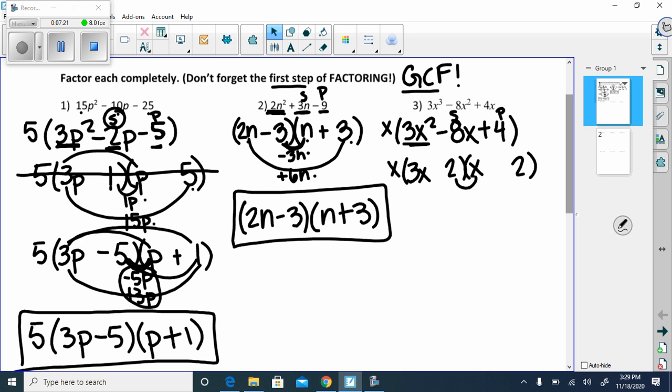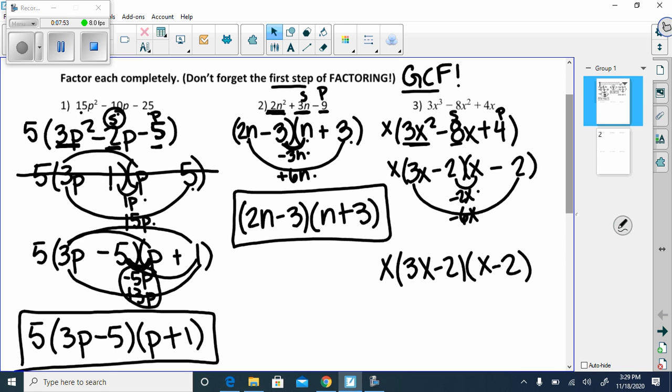So I check the inner here. 2 times x is going to give me 2x. And then my outer, 3x times 2 gives me 6x. And I need these two, when added together, to give me negative 8. So if I need them to be negative 8, both of these terms have to be negative. Therefore, I have to put a negative in both parentheses. So my final answer would be x times 3x minus 2 times x minus 2.